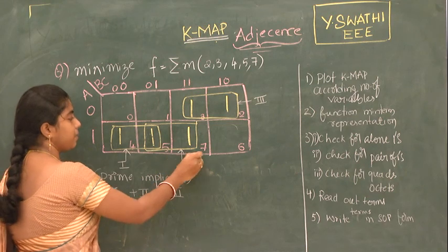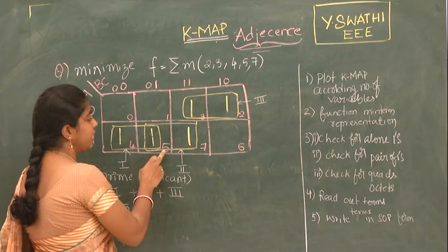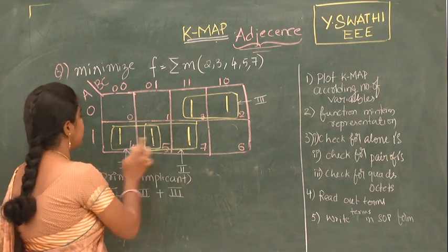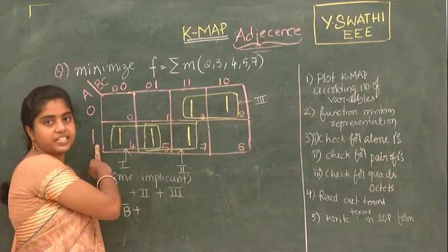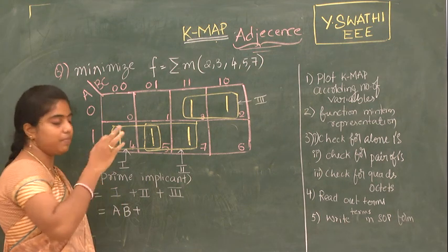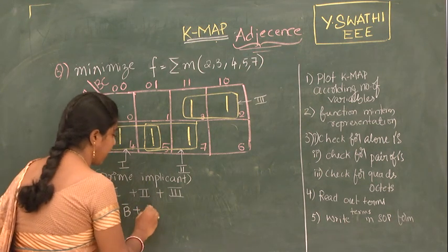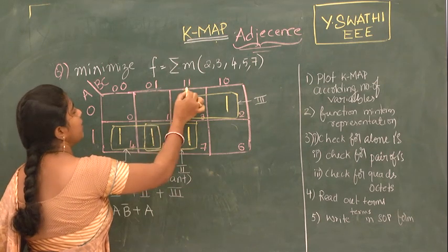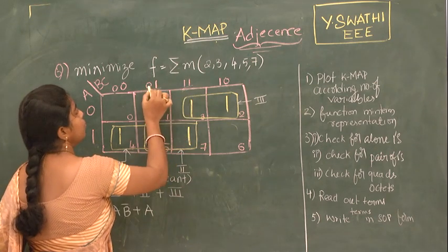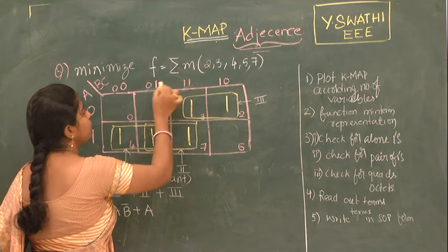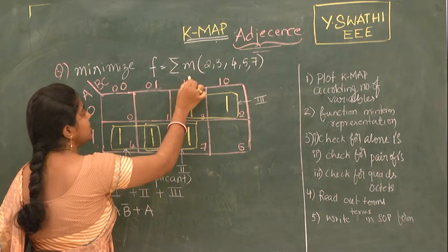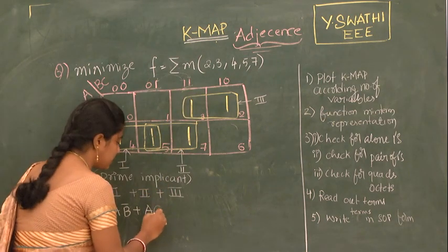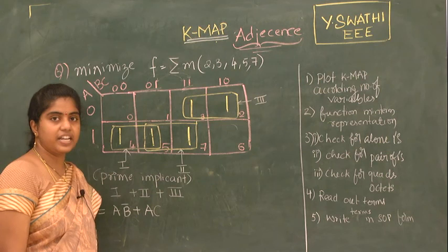Now the second term contains the cells 5 and 7. In these two cells, A is common. A didn't change. So A is in one position, meaning it can be taken as A. And in these two cells, the combination is 0, 1 and 1, 1. So B is changed from 0 to 1, but C doesn't change its position. It is 1 only. So we can take it as C here.